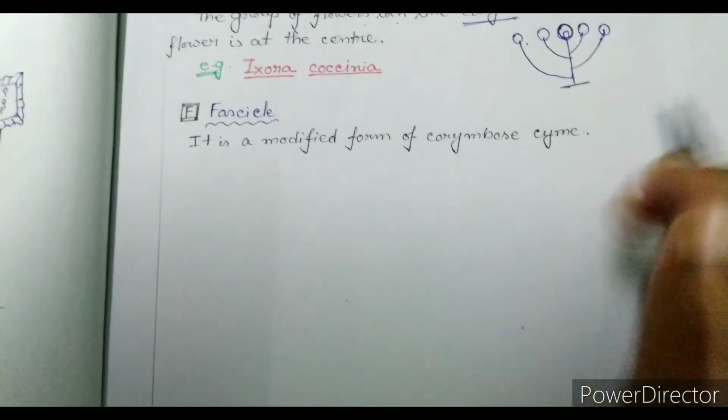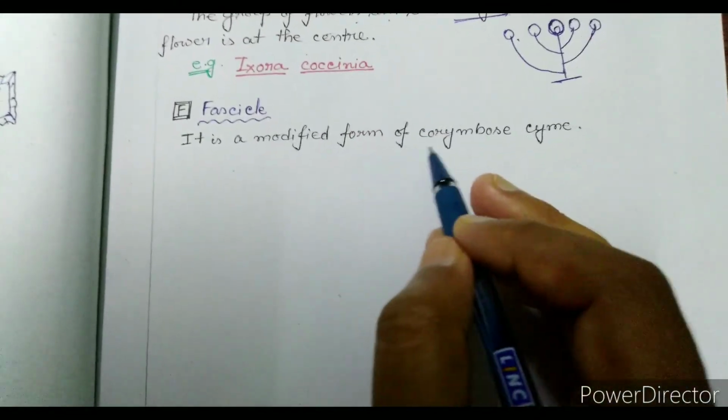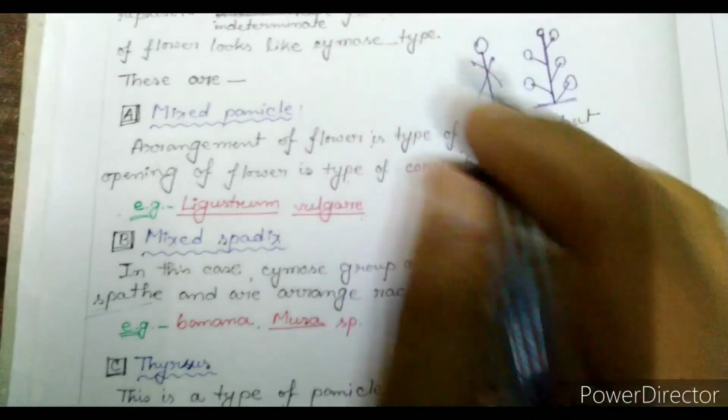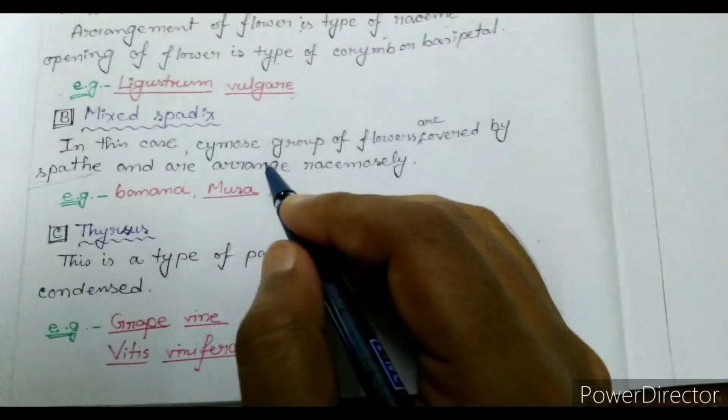Next we talk about fascicle. It is a modified form of corymbose cyme. All of these mixed types are not that important, but here the panicle form is important for you and thyrsus is important for you.